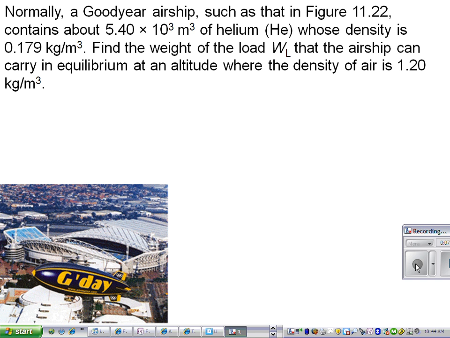So I want you to go ahead and find out what the weight of the blimp is. Pause the video if you want to go ahead and try it. Otherwise, I'll give you hints along the way, and as you want, just pause and see if you can finish the problem off.